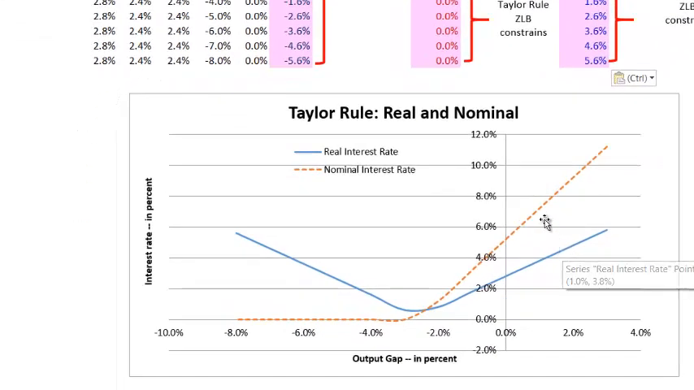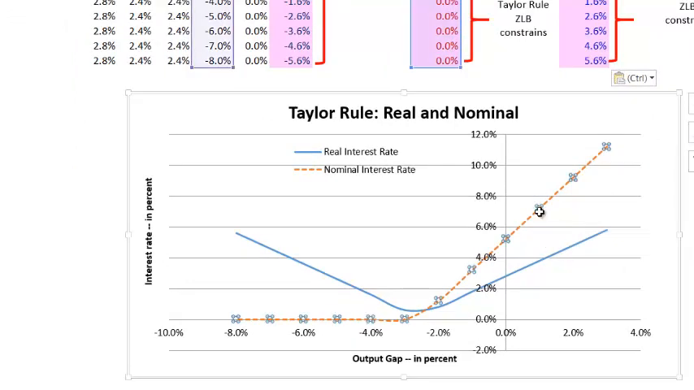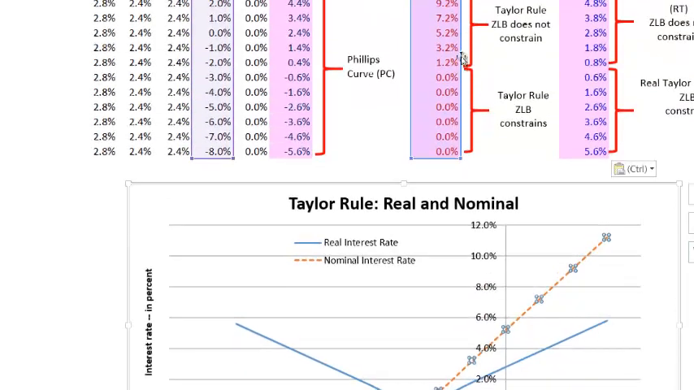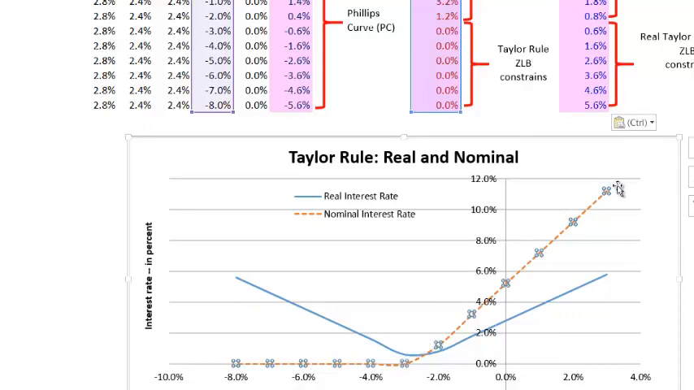So the orange line is the nominal interest rate. That's right here in this column, and you can see that over this range, as the output gap goes up, the nominal interest rate also goes up. But right here, where I have my cursor, is where the zero lower bound kicks in, and you can see that here the nominal interest rate is 0. It just can't get any lower.